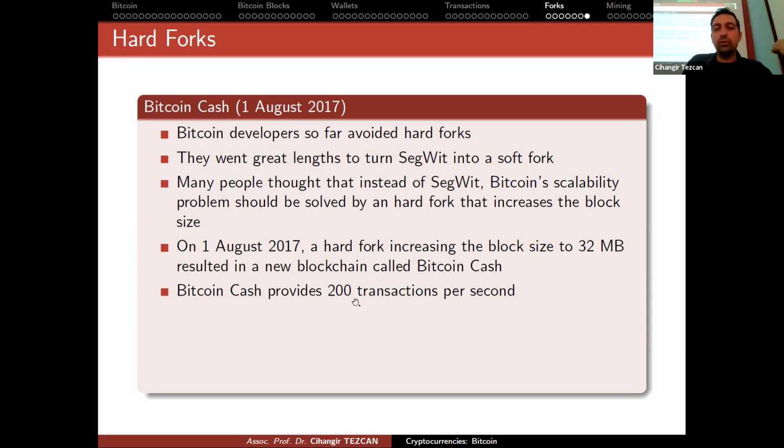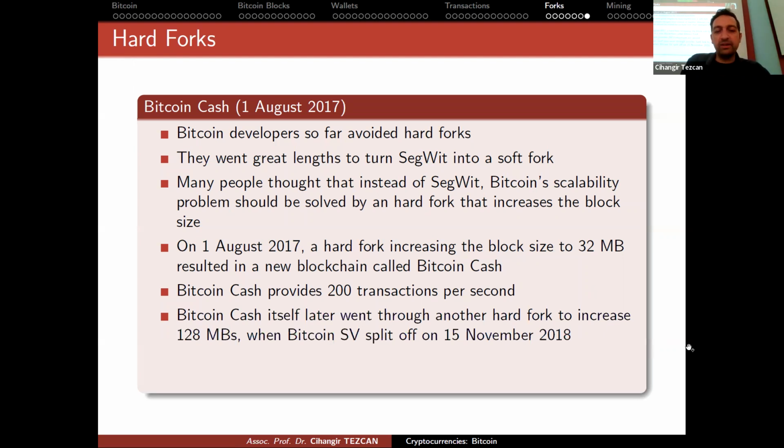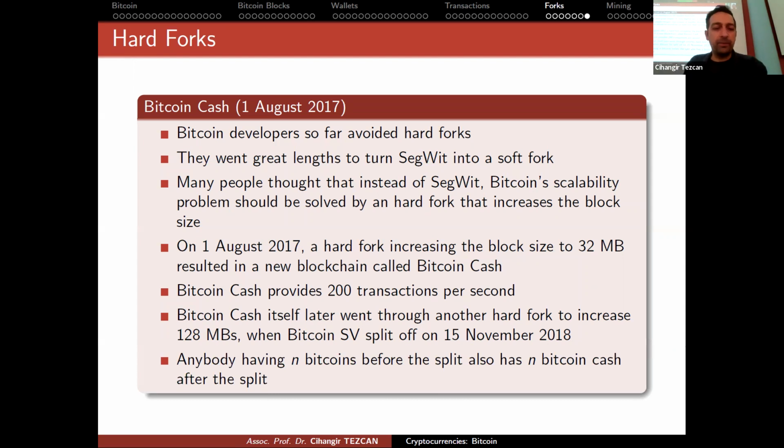So Bitcoin Cash provides 200 transactions per second. So the scalability problem is somewhat solved. But as far as I know, generally you don't reach these numbers, so such an increase is currently not that much used. But Bitcoin Cash itself later went through another hard fork to increase to 128 megabytes, when Bitcoin SV split off in November 2018. So a hard fork resulted again in a hard fork and so on. Anybody having M Bitcoins before the split also has M Bitcoin Cash after the split. So that was the idea.